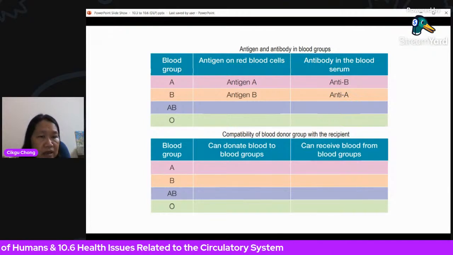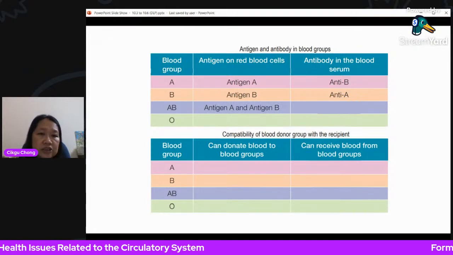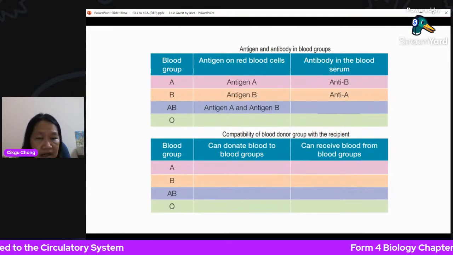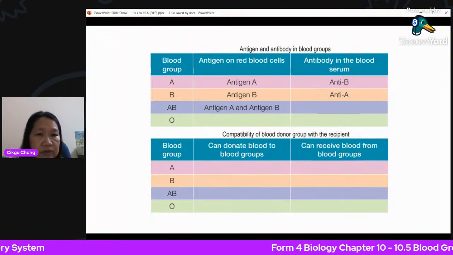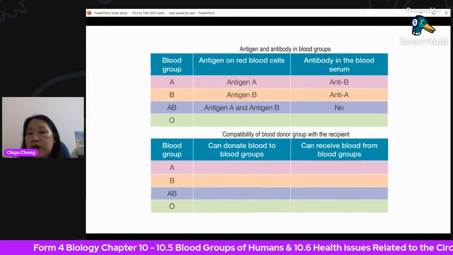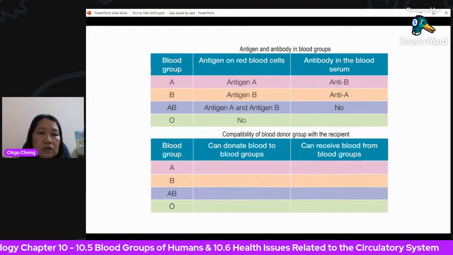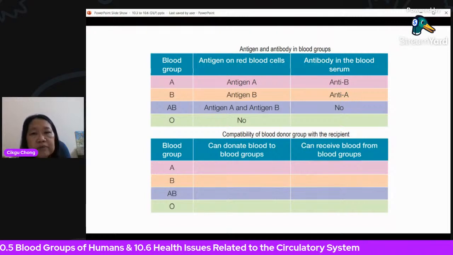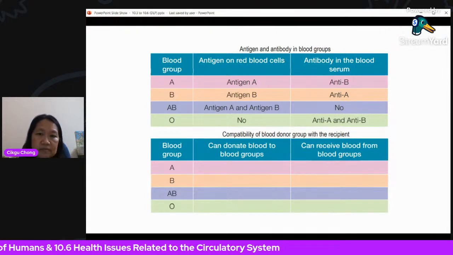Blood group AB has antigen A and antigen B. Now, do not write antigen AB. There is no such thing as antigen AB. And it cannot produce any antibody. There's no antibody A nor antibody B. And for O, no antigen, but it can produce anti-A and anti-B.